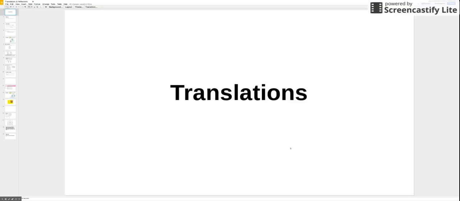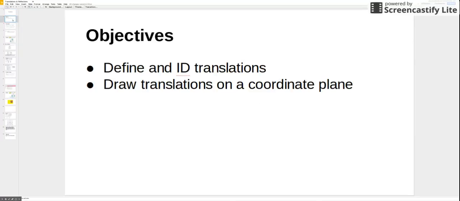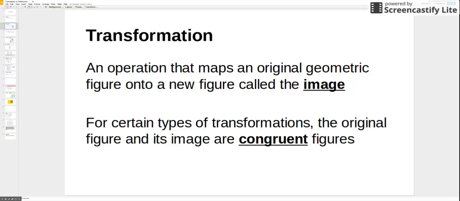Hi there, in this video you're going to learn about translations. Your objectives for today are to define and identify translations and draw translations on a coordinate plane. First, you need to know what a transformation is.